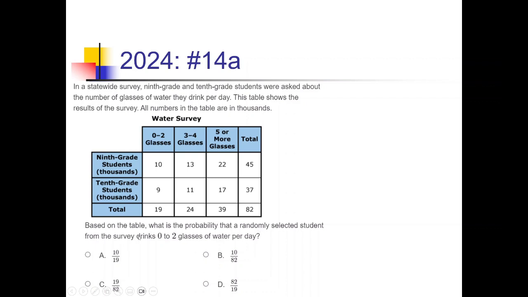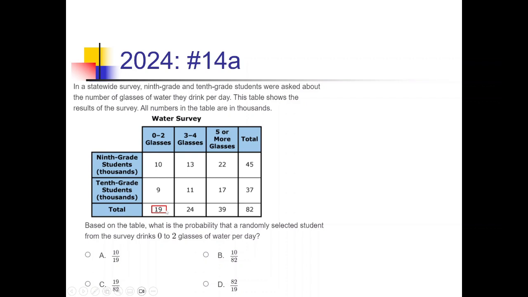So first question here is, based on the table, what is the probability that a randomly selected student from the survey drinks 0 to 2 glasses of water per day? So something to focus on here is the wording, a randomly selected student. So we're not being specific about how old the student is. So that means that we're taking our number from this total row here. So we want the total number of students who had 0 to 2 glasses a day, which is this 19 right here.